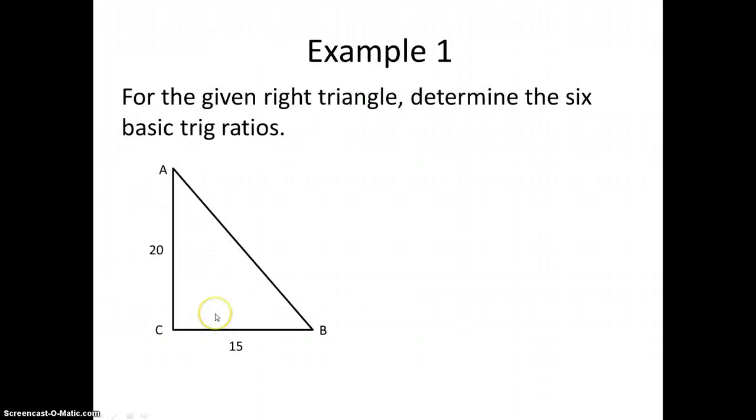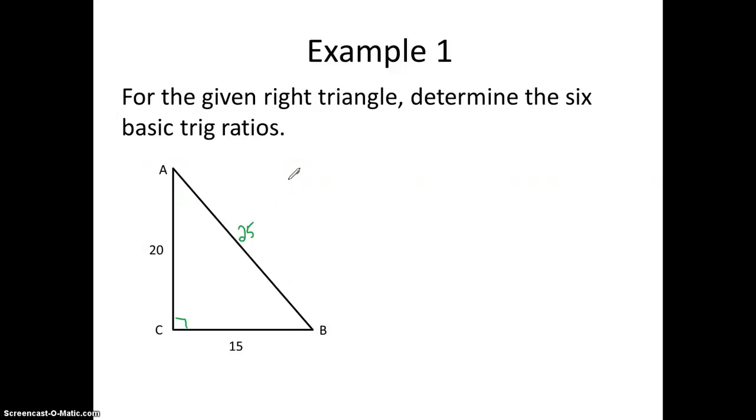We're going to need this side right here. We know this is our right angle, this is a right triangle, so we're going to need the Pythagorean theorem. So 20 squared plus 15 squared. This is actually a Pythagorean triple. 20 squared plus 15 squared, and we find the square root. We're going to get 25.